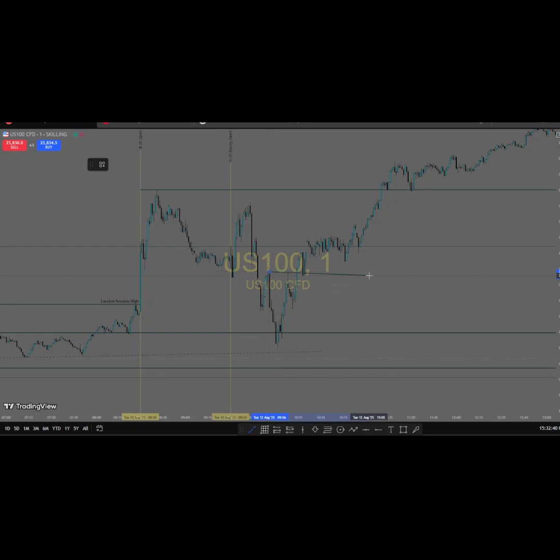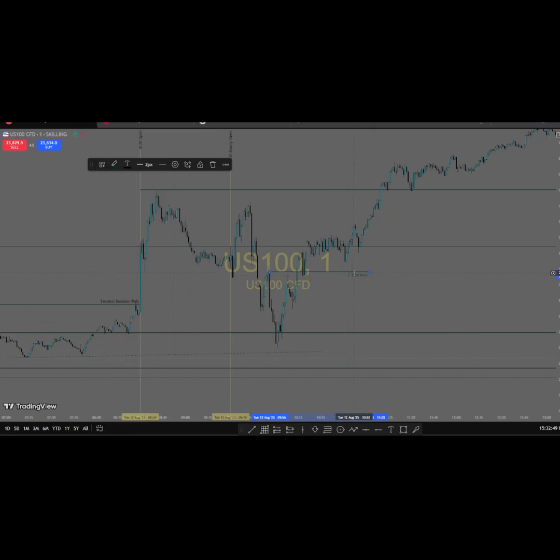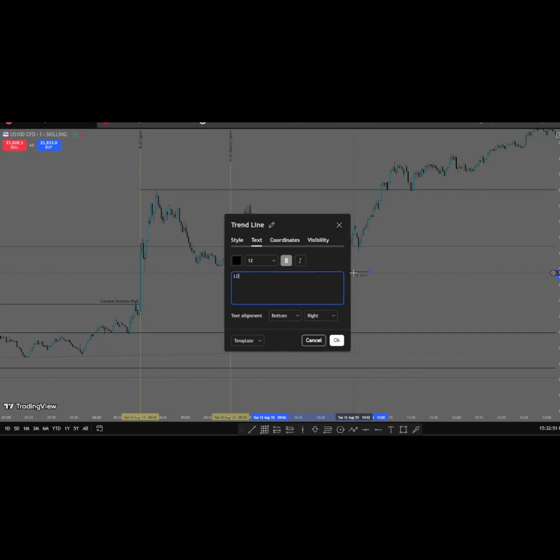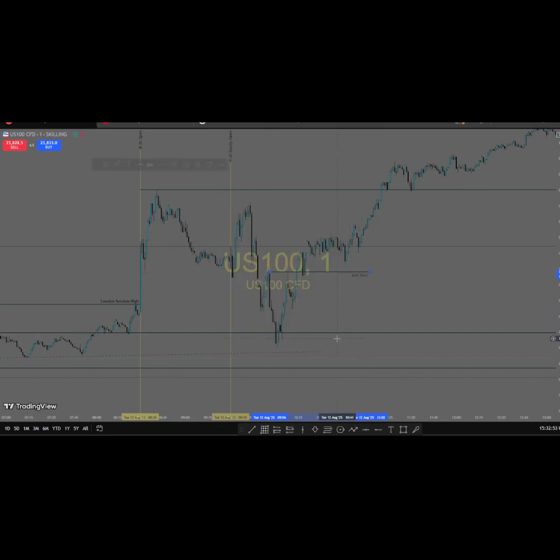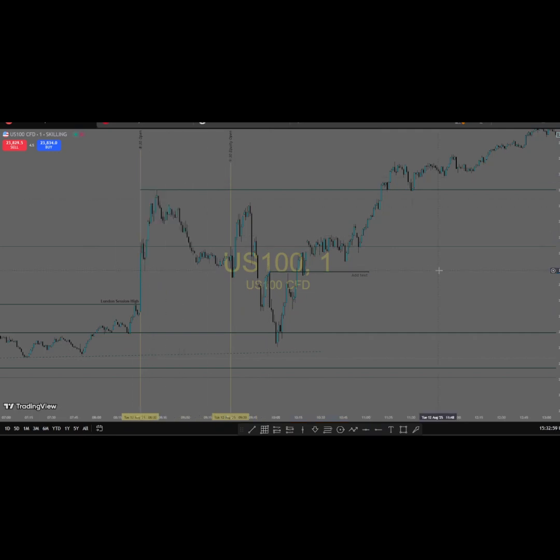This was my last set of down close candles. I'll just label that as LDC, last down close candle. Okay, I do not have the template for that, so let's just use it right there. LDC, last down close candle.